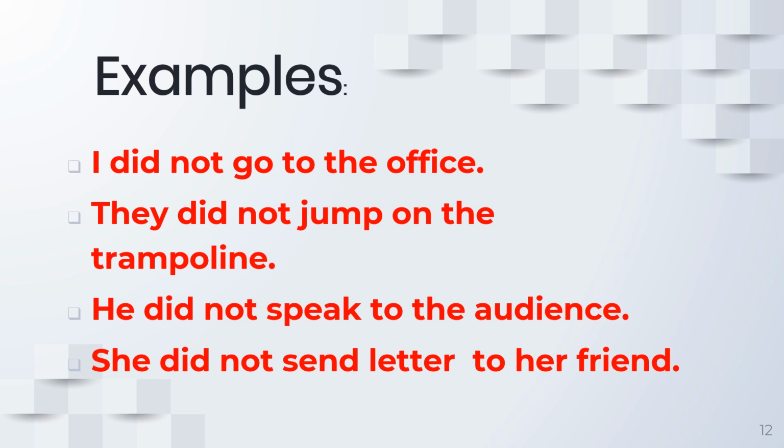The examples are, let me tell you the affirmative. I went to the office. I is the subject, went is the second form, and office is the object. So, what would be the negative? Went is the second form, but we are changing it into negative, so we will use did not. And with did not, I did not go to the office. I have used the first form of the verb.